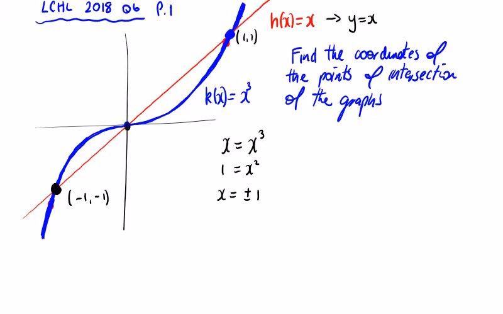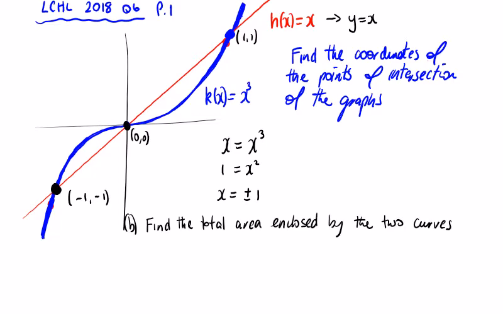And don't forget about the third point. You can see it's here. It's at the origin, 0, 0. So the 3 points of intersection are 0, 0, minus 1, minus 1, and 1, 1. Part B asks for the total area enclosed by the two curves.